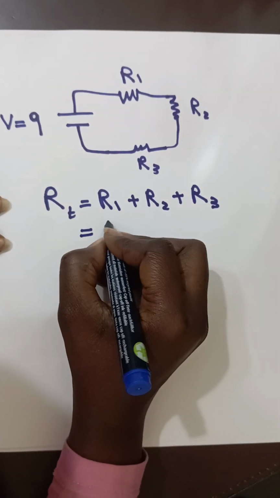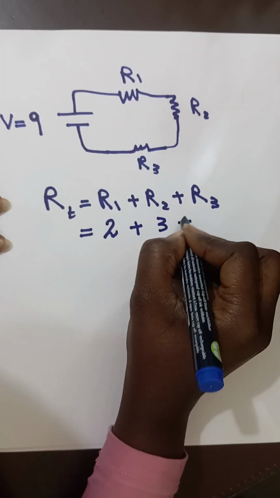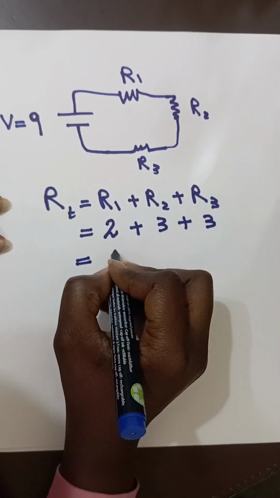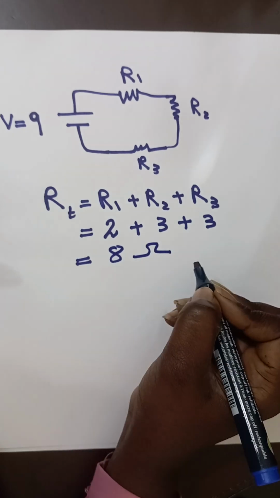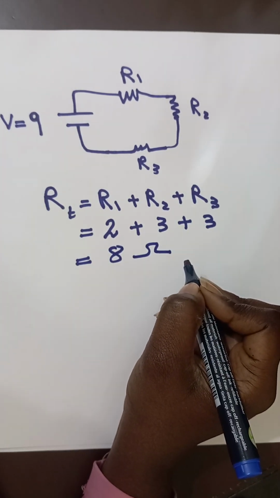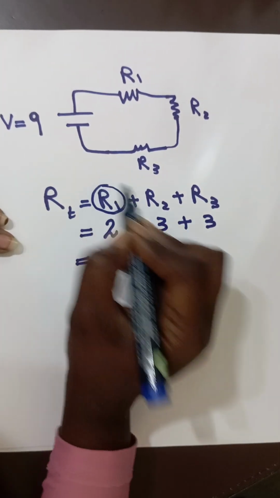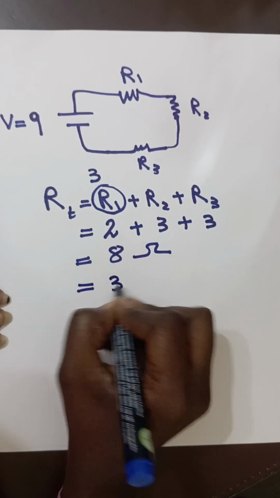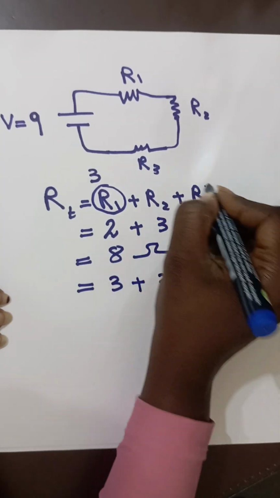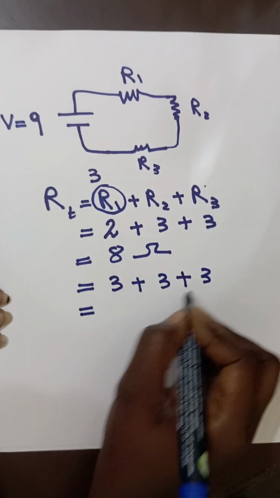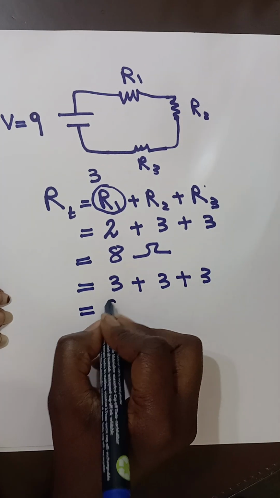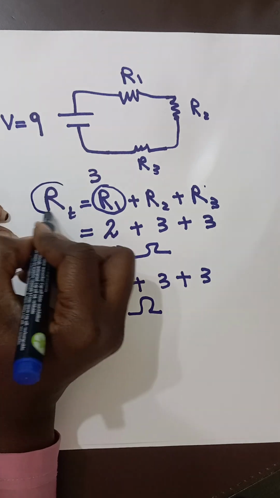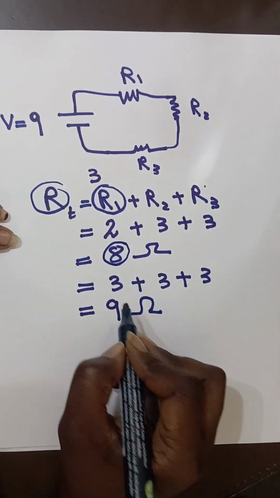For example, R1 is 2, R2 is 3, R3 is 3. The summation: 2, 5, 8. 8 ohms. Okay. If one of the resistances is increased, R1 is increased to be 3. The summation will be 3 plus 3 plus 3, equals 9. Will the equivalent resistance change? The equivalent resistance here is 8 and here is 9.